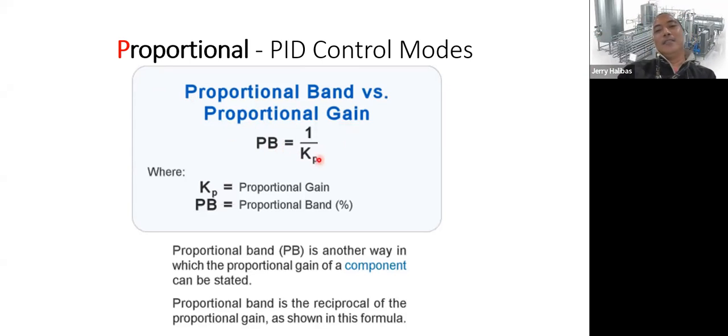Okay, so let's continue. KP is the proportional gain and PB is the proportional band. Now, this is very important because if you look at the details of the different advanced parameters of any controller, the word they use is proportional band, not just proportional gain. They also use proportional band.